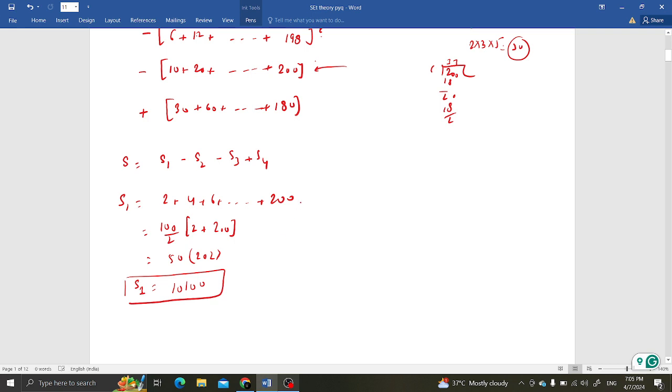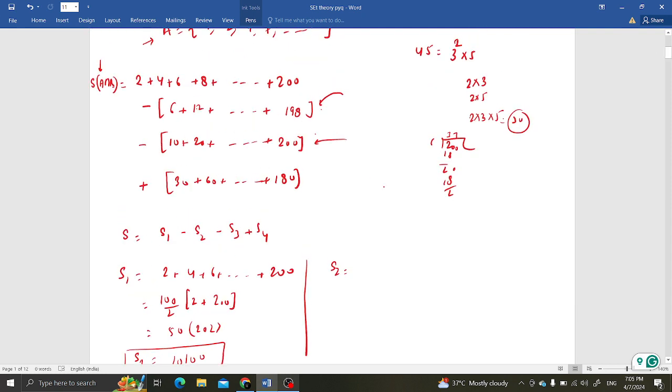This is our S1. In a similar fashion, I'll find S2. How many terms do we have actually? We can find it by assuming an equals 198. So 6 plus n minus 1 into d, where d is also 6, equals 198. From here, n minus 1 into 6 equals 192. And 6 times 3 is 18, 6 times 2 is 12. So n minus 1 is 32, n is equal to 33.